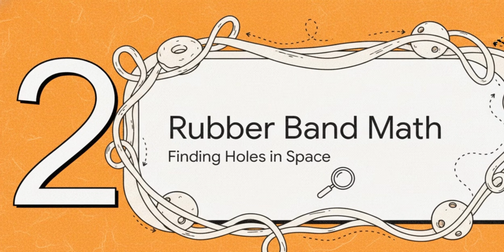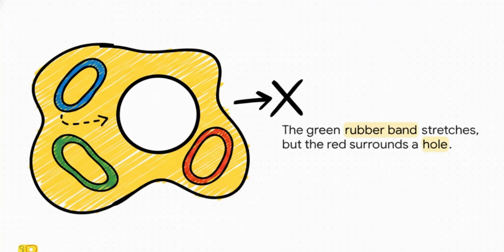Moving on to section 2, the mathematics of the rubber band. We need to introduce the math to find these holes in space, but don't worry, we're going to use a super relatable analogy. Imagine our space is this yellow area, and that white circle right in the middle is a hole. Homology finds holes by grouping cycles. Think of these cycles as rubber bands.